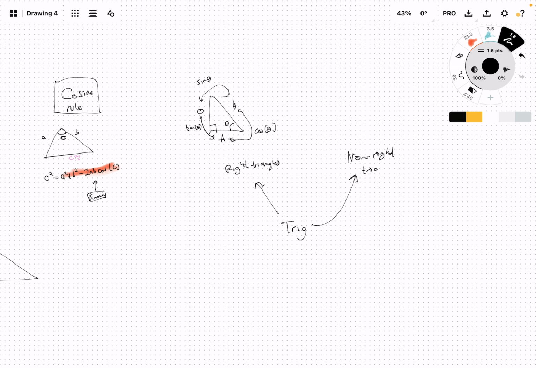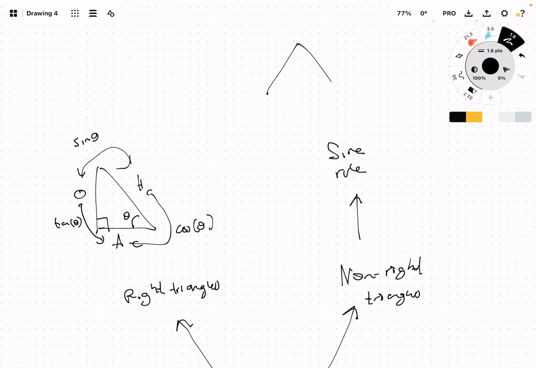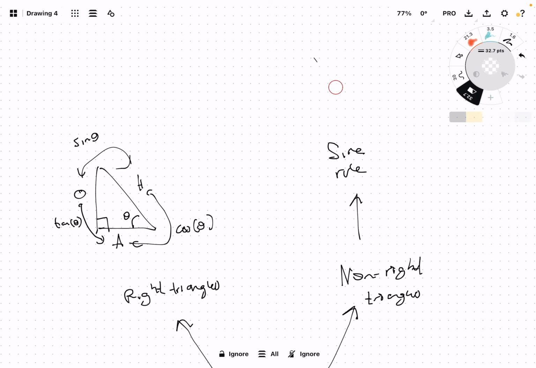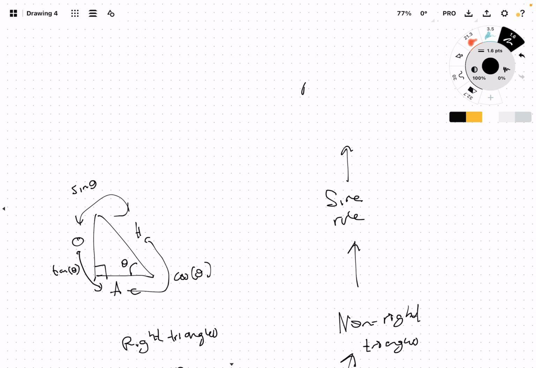But then we learn about these rules that work for non-right triangles. And last week we learned about the sine rule. What the sine rule says is that the ratio of a side and the sine of the opposite angle is the same, or constant, for all sides.